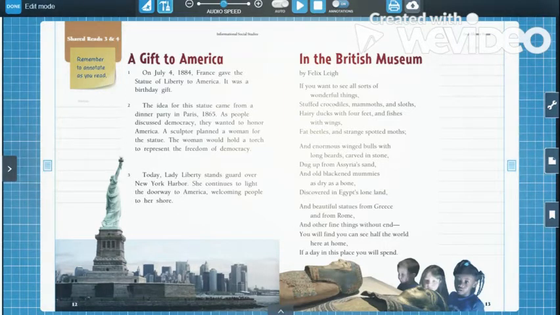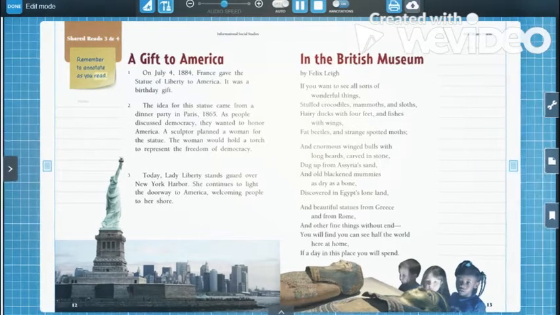So starting with A Gift to America, listen and follow along as the text is read. Shared reads 3 and 4. Remember to annotate as you read.